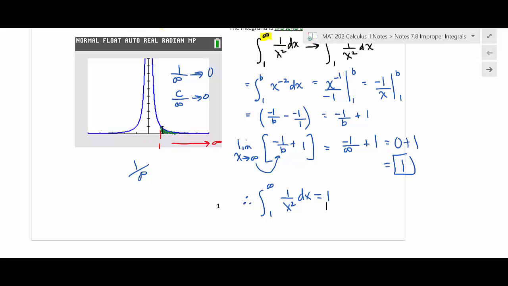Now there are going to be times when you see graphs that look a lot like that, but they don't converge to a point.